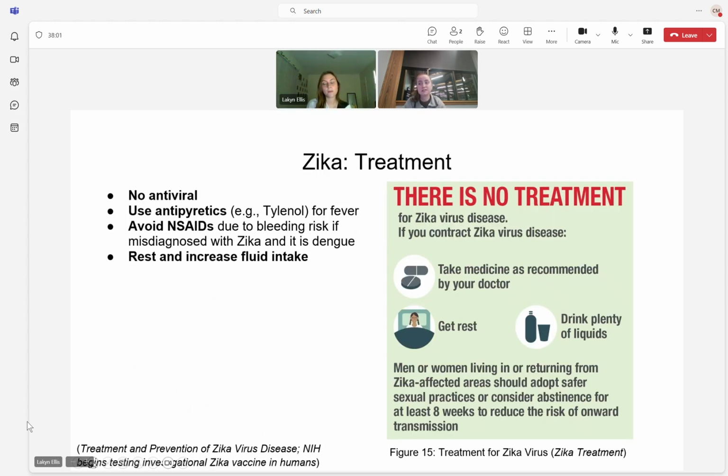So, like I said previously, there's currently no antiviral for Zika. So, the most you can pretty much do in terms of treatment is taking a fever reducing medication like Tylenol, as well as increasing fluid intake. It's also really important to avoid NSAIDs, which are non-steroidal anti-inflammatory drugs such as ibuprofen, due to the risk of bleeding if the person is misdiagnosed with Zika and they actually have dengue.